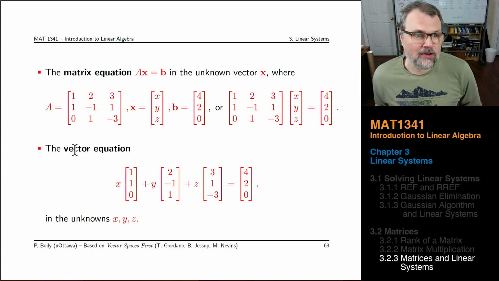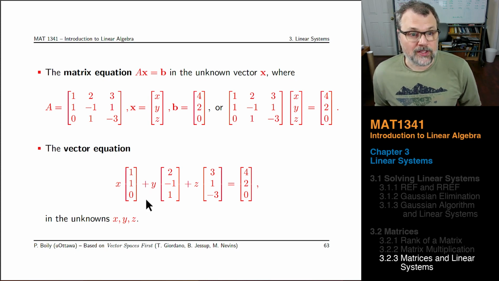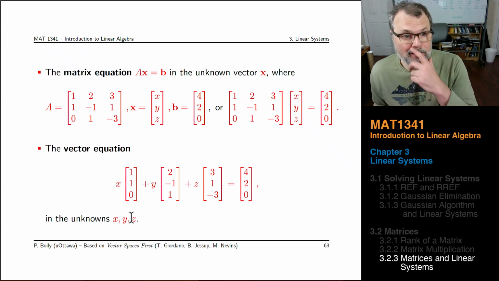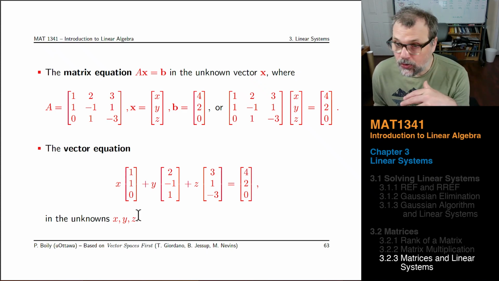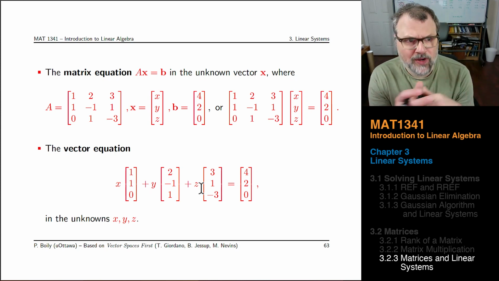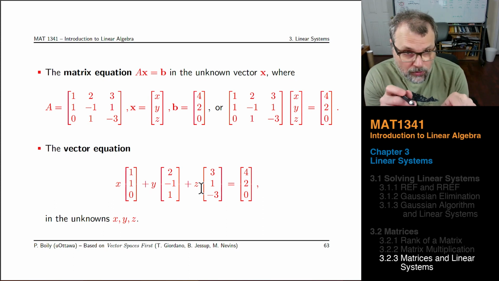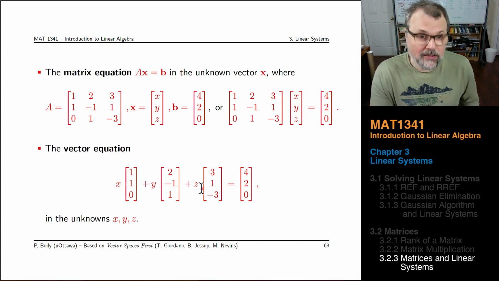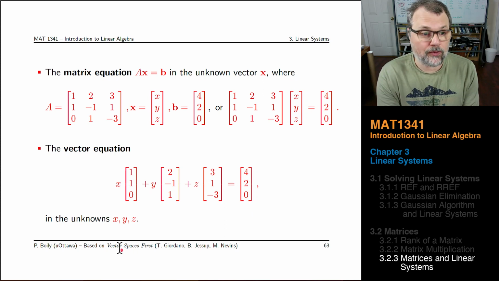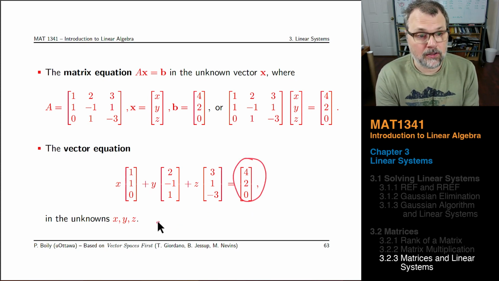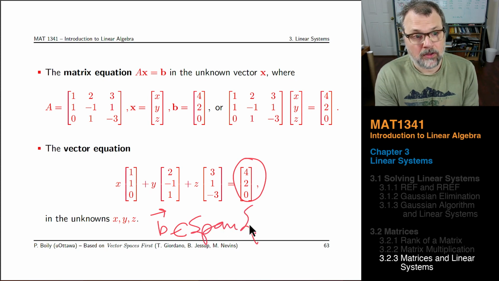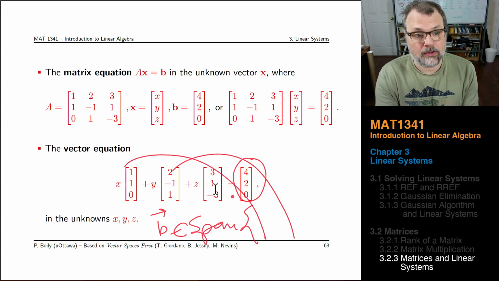And finally, the vector equation, where we're trying to solve for x times (1, 1, 0) plus y times (2, -1, 1) plus z times (3, 1, -3) equals (4, 2, 0) in the unknowns x, y, z. The first two are straightforward: we're trying to find the values of x, y, z that solve the system. In the third one, the way it looks is we're trying to figure out if (4, 2, 0), this thing here, is in the span of these three vectors.